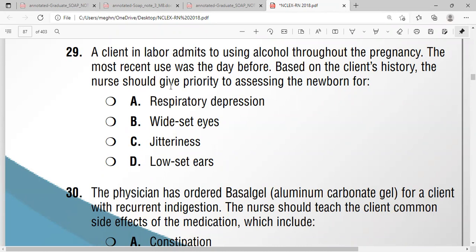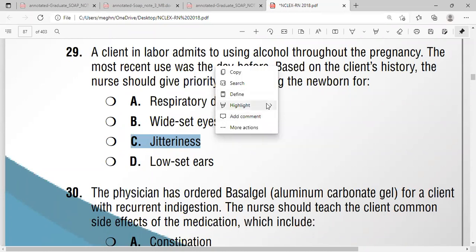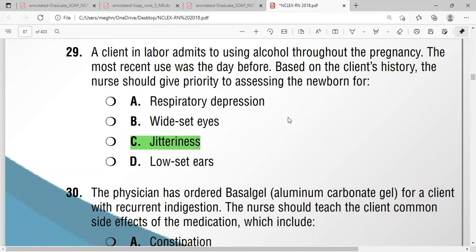So the nurse should give priority to assessing the newborn for, the correct answer is number C. So it is the correct answer, right? So why is number C the correct answer? Because jitteriness or irritability are signs of alcohol withdrawal in the newborn. So irritability, restlessness, and jitteriness are signs of alcohol withdrawal.